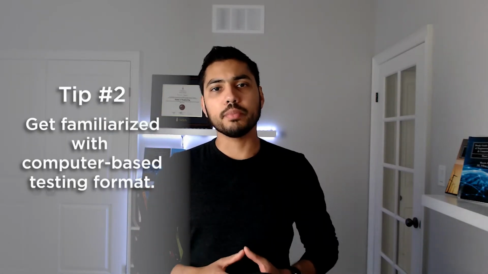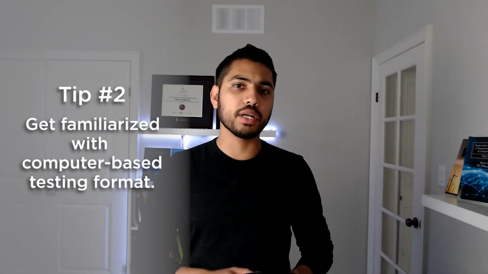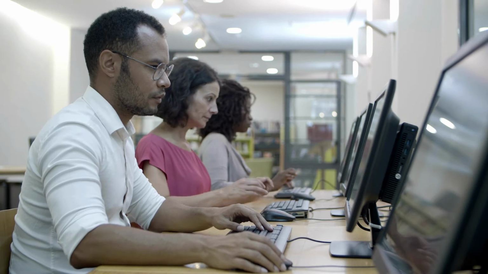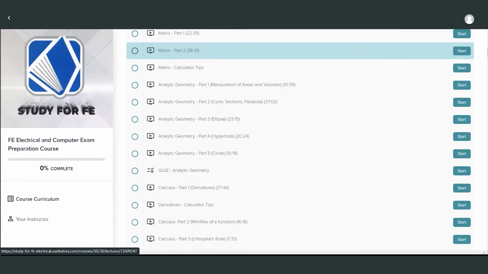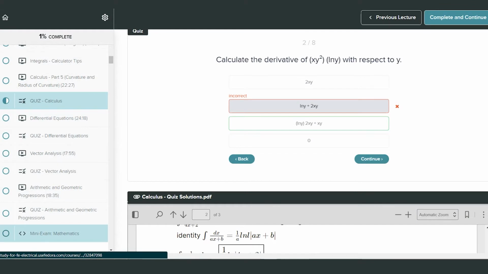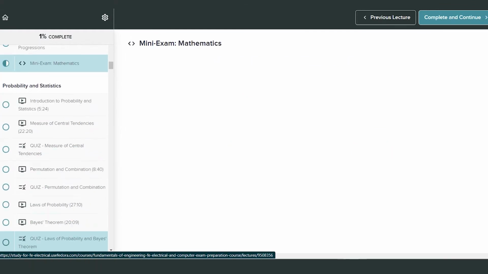My second tip for internationally trained engineers is to get themselves familiarized with the computer-based testing format. The FE Electrical and Computer exam back in 2014 transitioned from a pen-and-paper-based exam to a computer-based exam. It is slightly different. There are certain features in the CBT format that are very helpful. Students who enroll in my on-demand FE Electrical and Computer exam preparation course get first-hand experience by going through the mini exams, the quizzes, and the computer simulated practice exams to gain that experience with the CBT format.